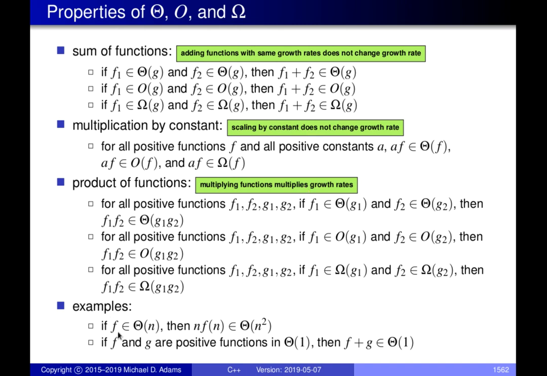This is what I was describing a moment ago. If f is a member of theta of n, then n times f of n would be order theta of n squared. Because this thing here is order n, and this thing here is order n. When you multiply order n times order n, you get order n squared. That's basically referring to this property here. And I think that's really all I want to say about that.